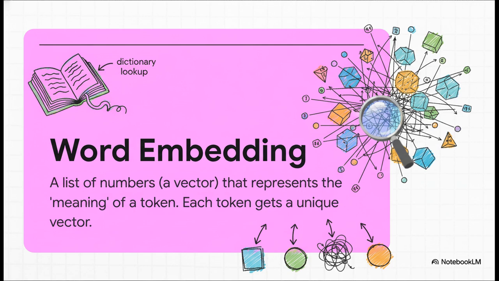Then, each of those little tokens gets looked up in this giant, pre-made dictionary, and it's assigned a long, long list of numbers. This list is called a vector, or an embedding. The whole point of this vector is to numerically represent the meaning of that token. Think of it like a set of GPS coordinates that pinpoints a word's meaning on a giant map.